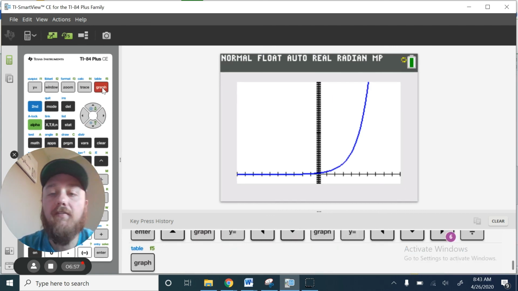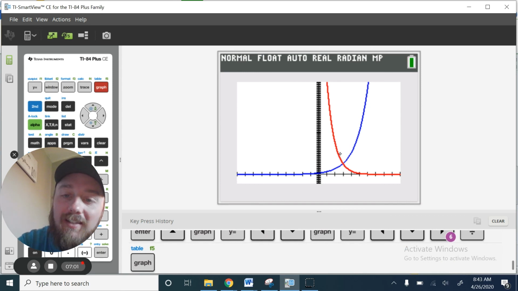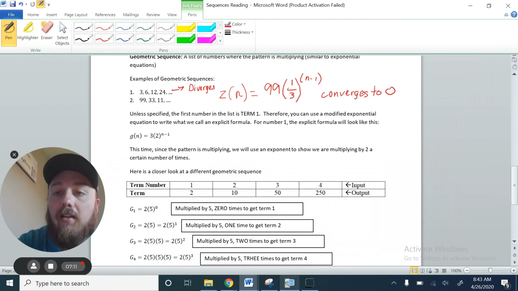Okay, so now we're going to graph, and red is example 2. Example 2, though, as you see, it is getting closer and closer to a particular number in the y value as it goes larger in the x. So this one converges. And that's why we can say it converges to 0.